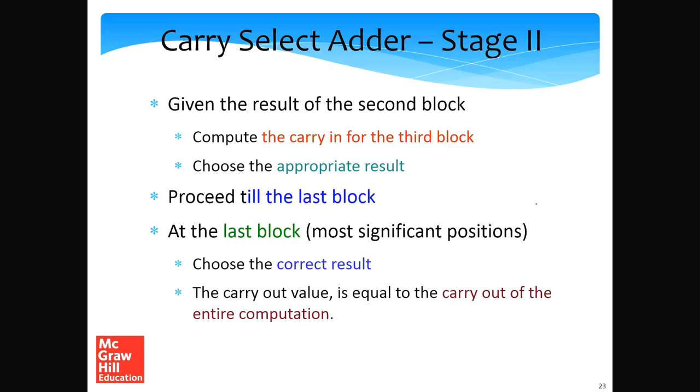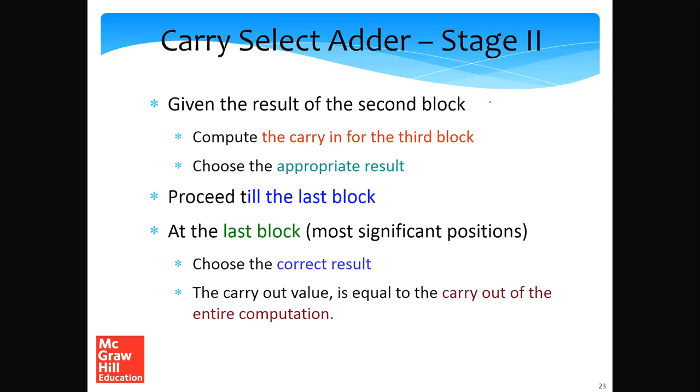Alright. So let me just summarize what we do in stage 2. Given the result of, let's say, the nth block, in this case the second block, we compute the carry in for the third block, which is very easy.